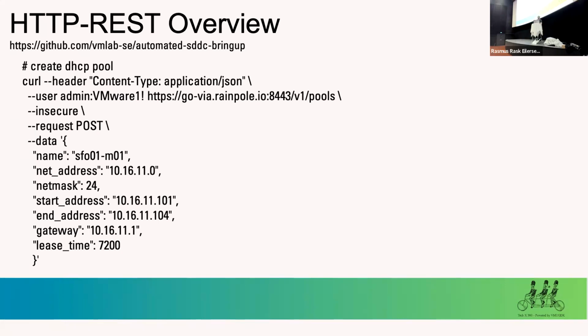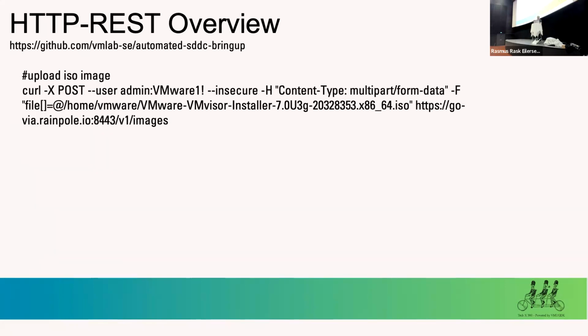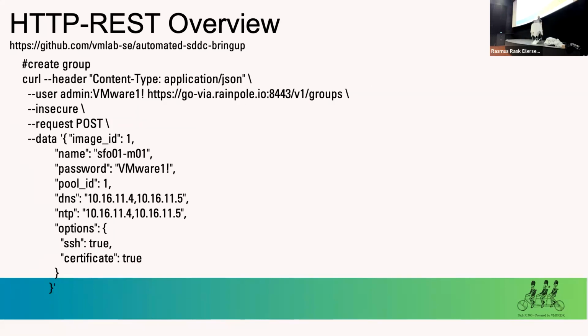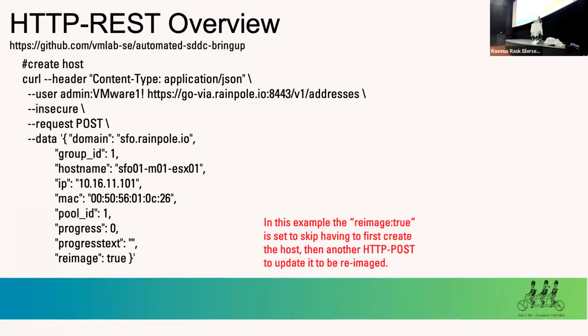But basically, you can create a DHCP pool. You can upload the ISO image using curl. You can create a group. You can create a host. And note here the red text. So it says re-image true. So in the UI, I showed you can add a host, and then you need to click re-image. Instead of doing 2 HTTP requests, if you want to add this host and re-image it, you can just set re-image true. And if you then check in the GUI, it will actually have re-image already pressed.